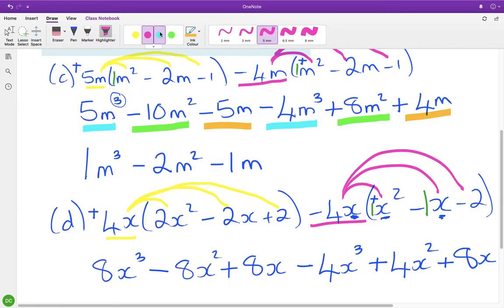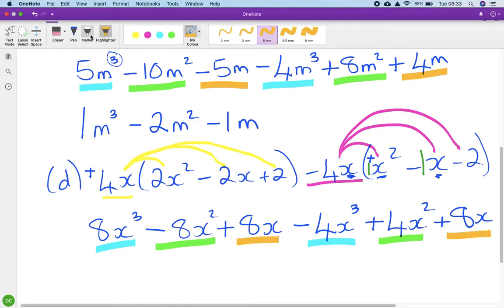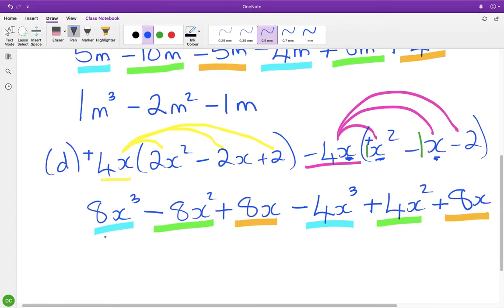Alright, so we will do our families. So similar thing to the last one. Cubed, x cubed family, and the x squared family, and then the x family. Okay, so the cubes, I have an 8 minus 4, which is 4 for the x cubes. I have a minus 8 plus 4, which is minus 4 for the squared family. And then for the x's, I have an 8 and an 8, which is 16 for the x family.